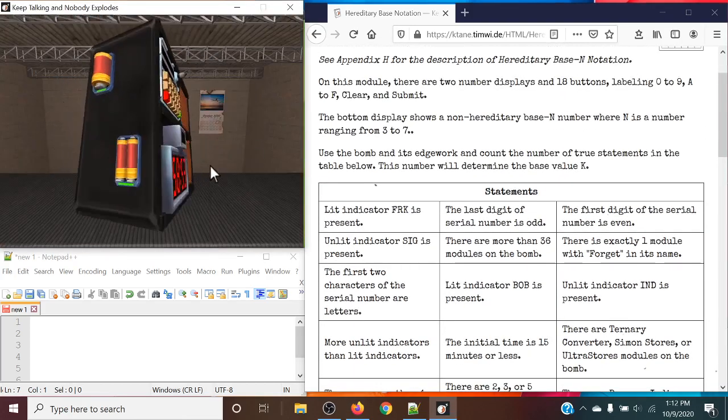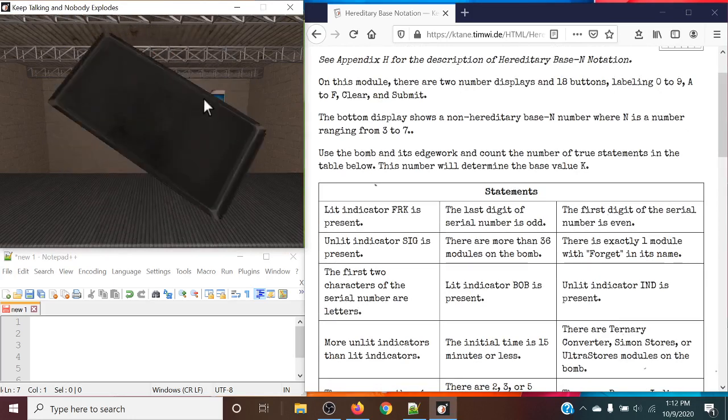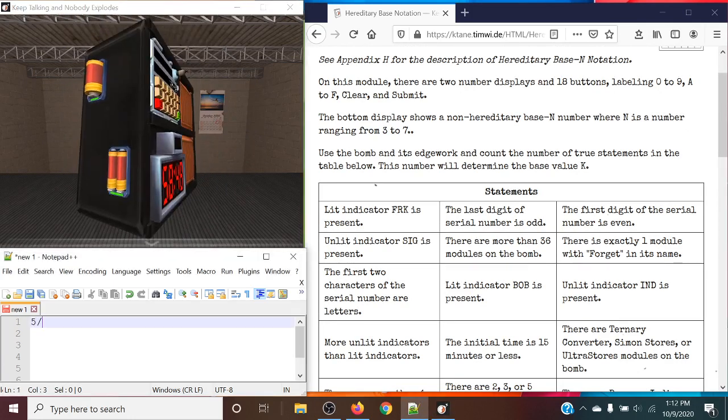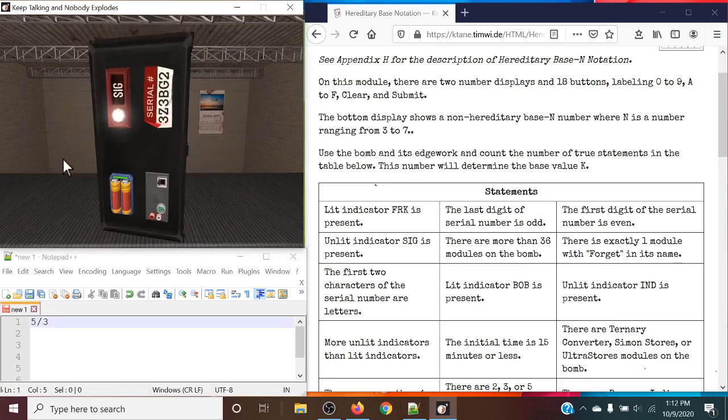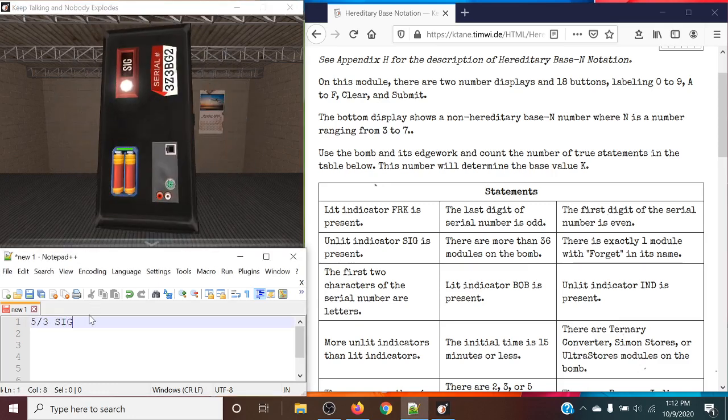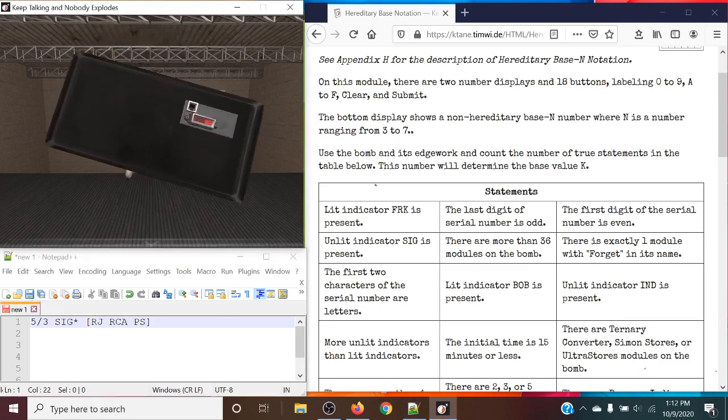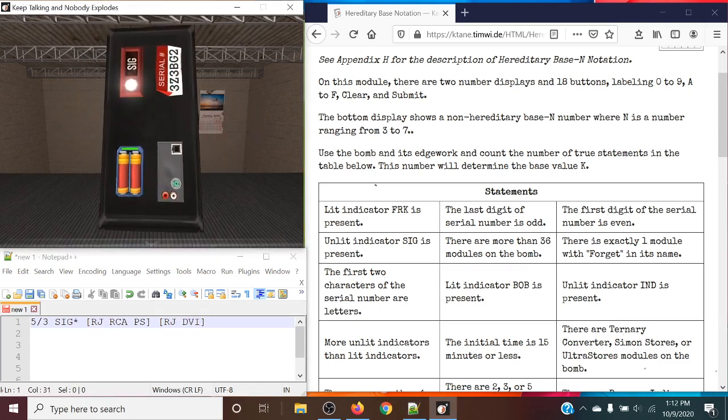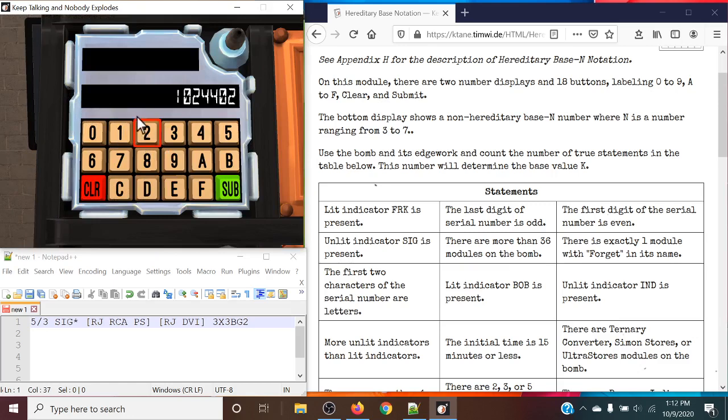So before we get into the main work of it, let's grab our edgework because all of this will actually be relevant. So we have 5 batteries and 3 holders, a lit SIG, plate RJ RCA PS2, plate RJ DVI, serial number of 3 Zulu 3 Bravo Golf 2. Just make sure that's it. That it is. And let's also grab our number from the display. So we have 1024402.